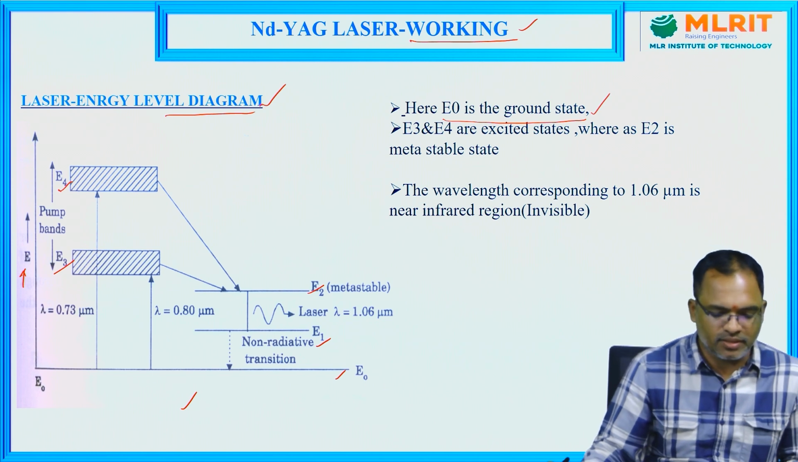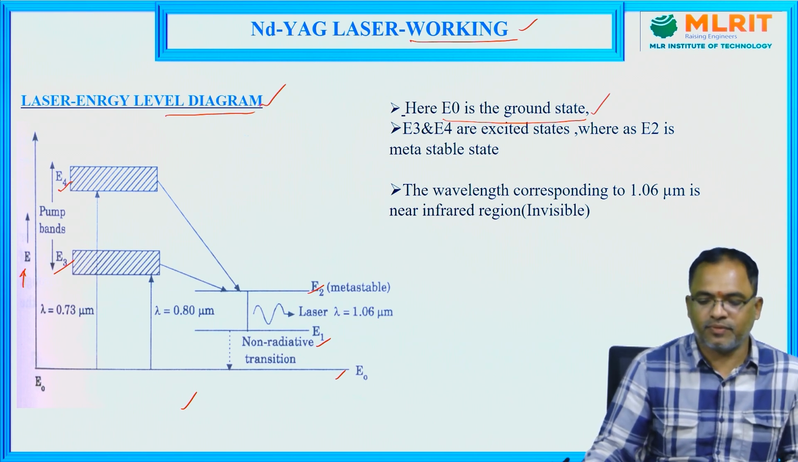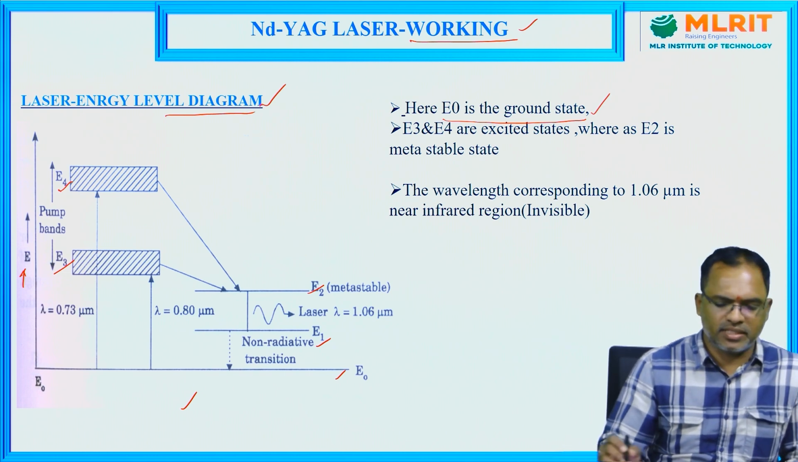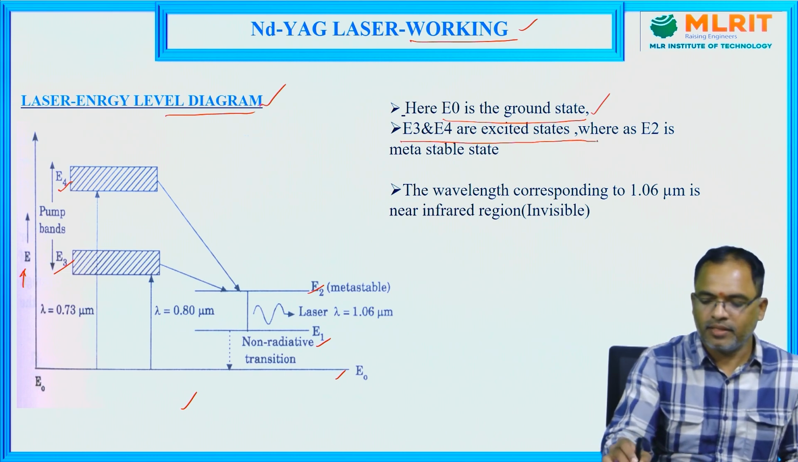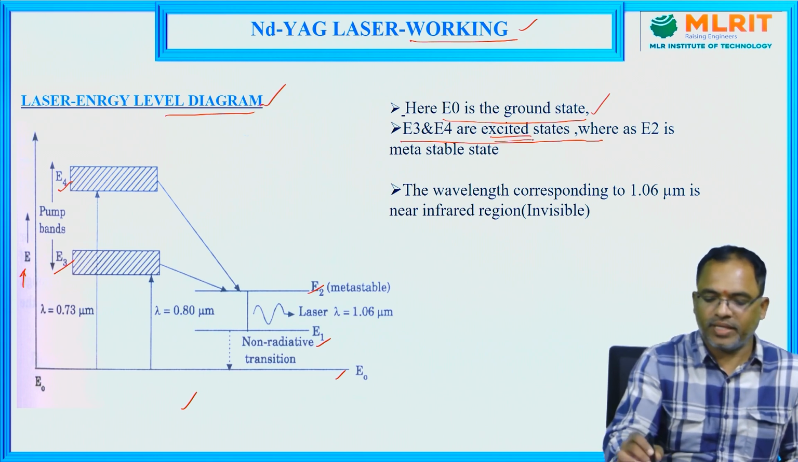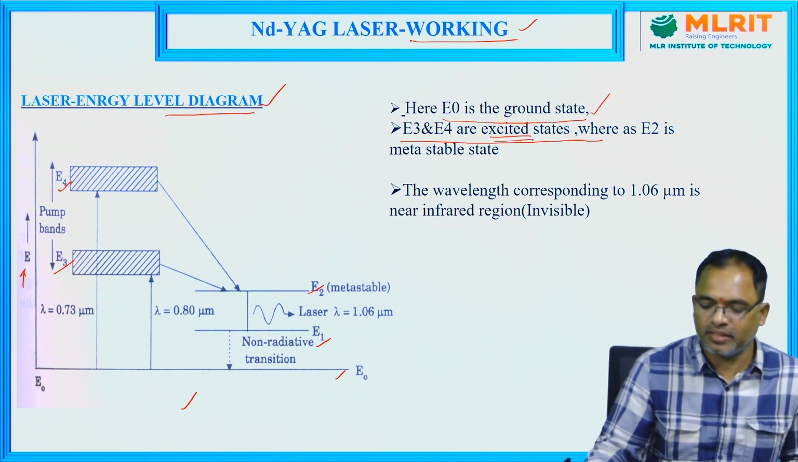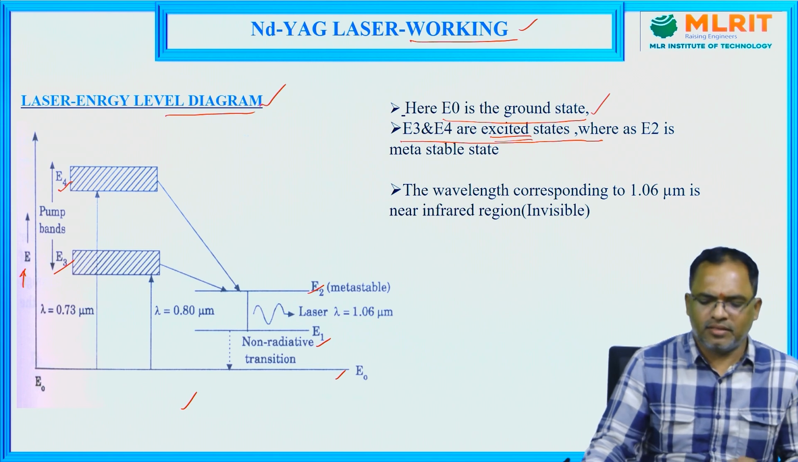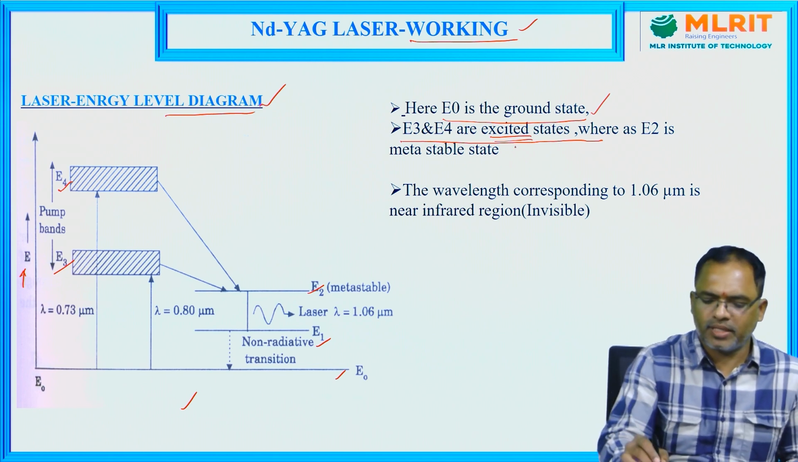Among all these energy levels, E0 serves the purpose of ground state, whose lifetime is more, or which is a very stable energy state. And whereas these E3 and E4 are called excited states. We know excited states are nothing but the energy states having smaller lifetime, around 10 power minus 8 seconds.